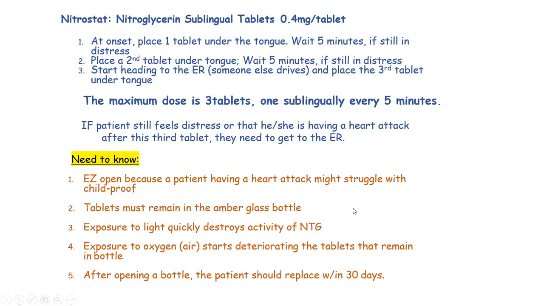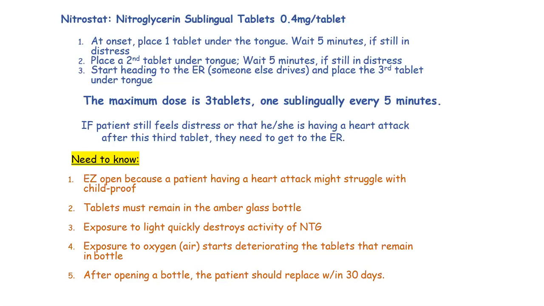We have the Poison Prevention Packaging Act that requires most prescriptions be dispensed in a childproof container. Well, this drug is an exception. So why would it be an exception? Well, think about it. If somebody's having a heart attack with chest tightness, the last thing they need to do is to have to be struggling with a childproof lid trying to open the bottle. So it has to be in this amber glass.